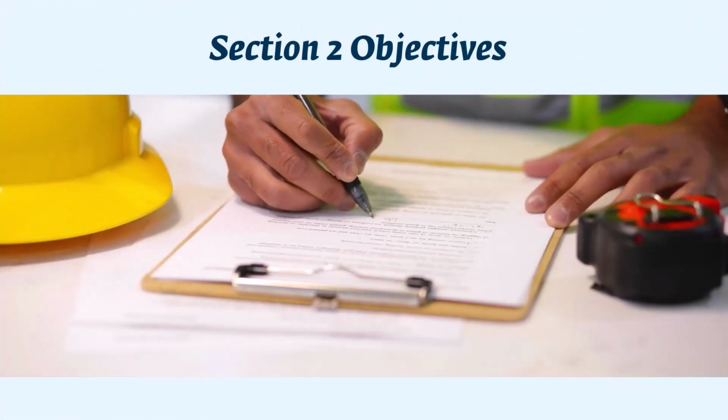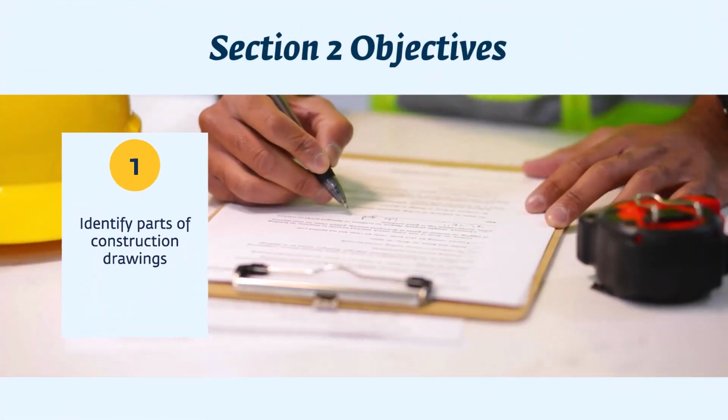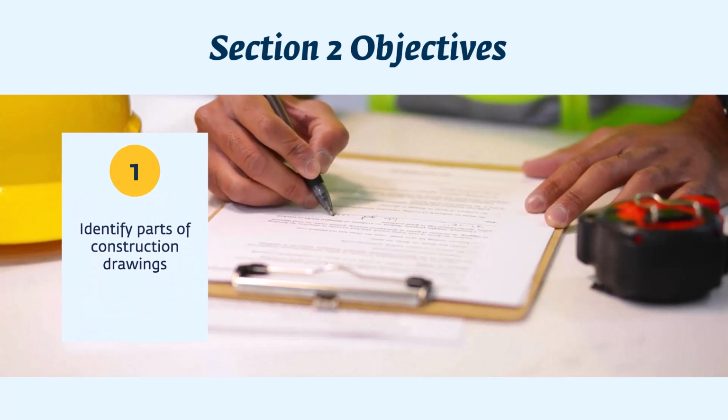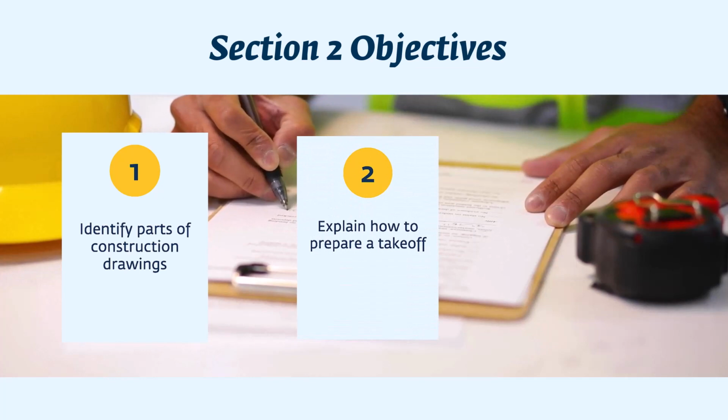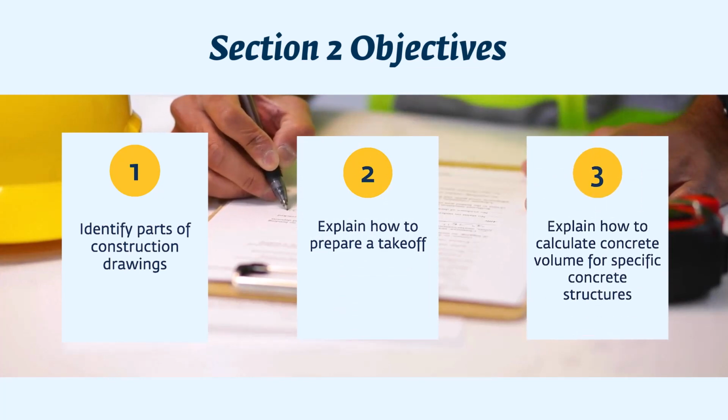Our objectives for today are: 1. We need to be able to identify parts of construction drawings. 2. We need to be able to explain how to prepare a takeoff. Lastly, we need to be able to explain how to calculate concrete volume for specific structures.